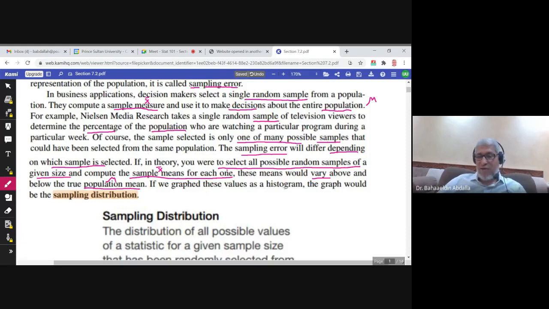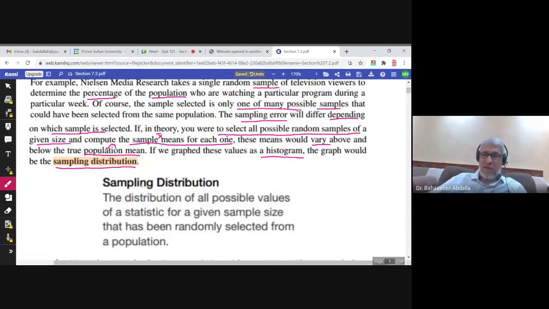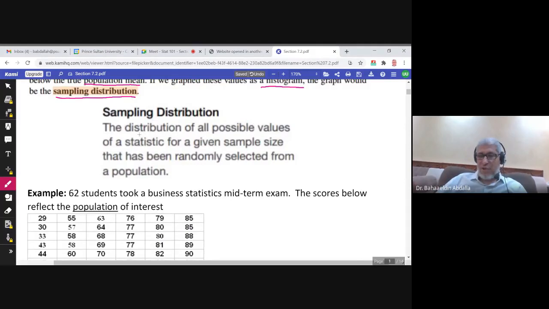If we graph these values as a histogram, the graph would be the sampling distribution. So what is the sampling distribution? It is the distribution of X bar, and you can draw a histogram for that distribution. And this is what we need to study in this chapter. So what is the sampling distribution? It is the distribution of all possible values of a statistic, a statistic like X bar, for a given sample size, n equals whatever, 7, 10, 8, that has been randomly selected from a population.